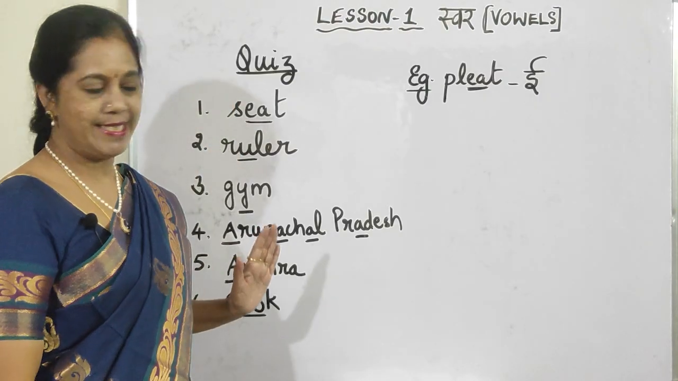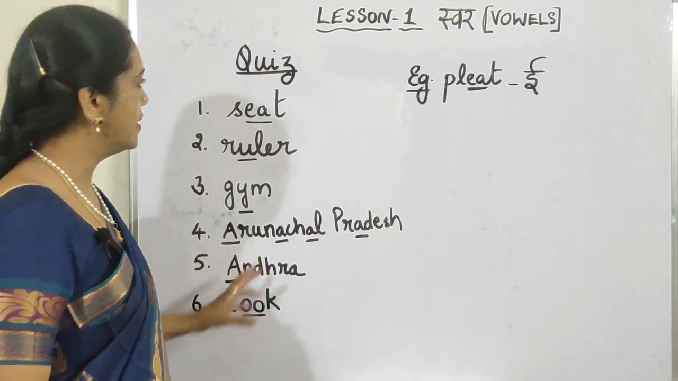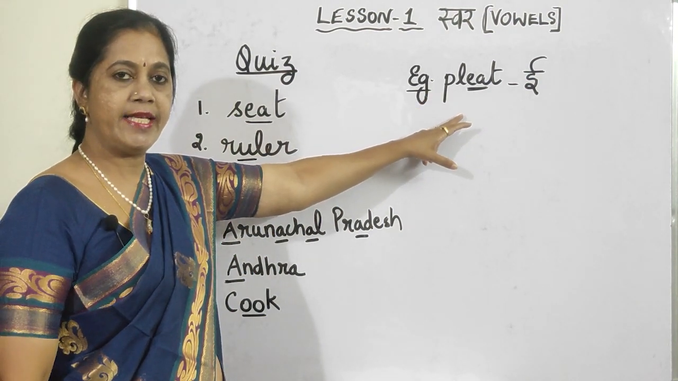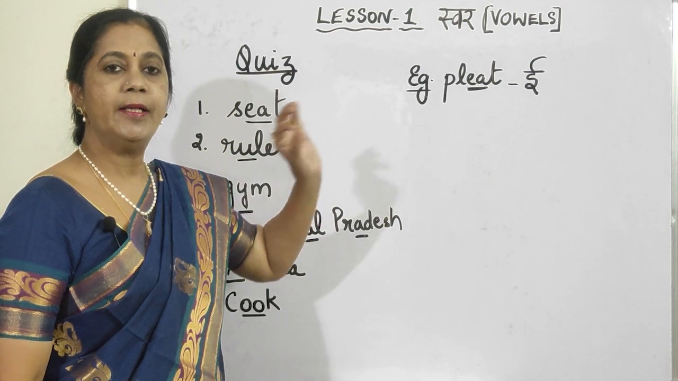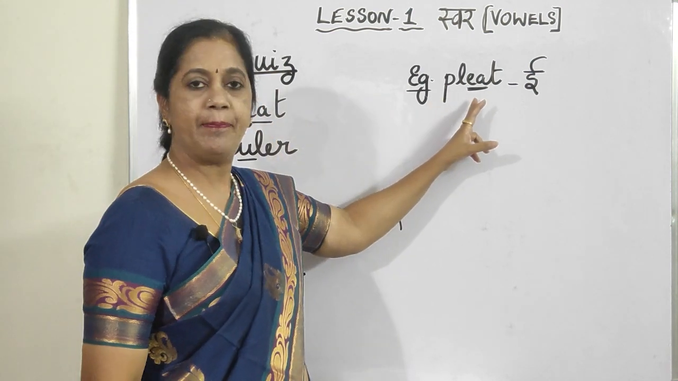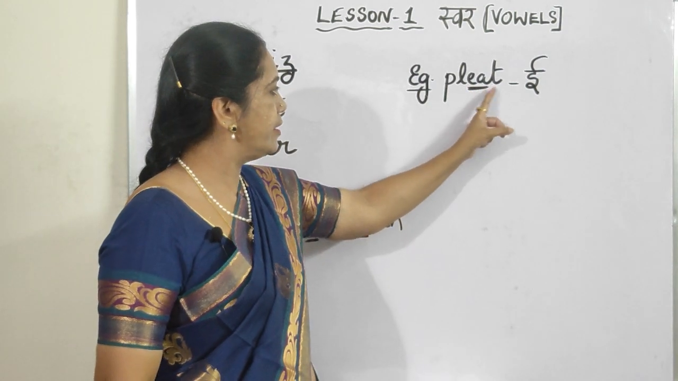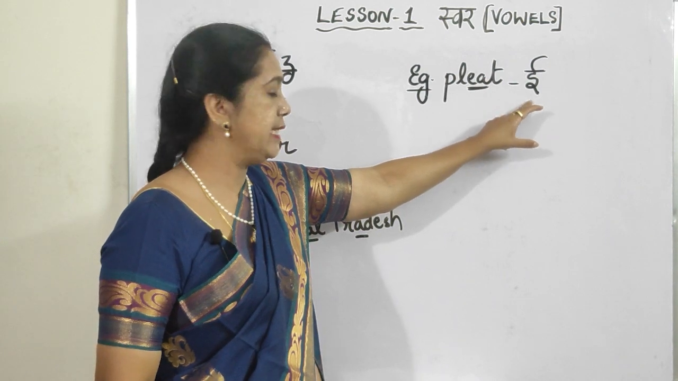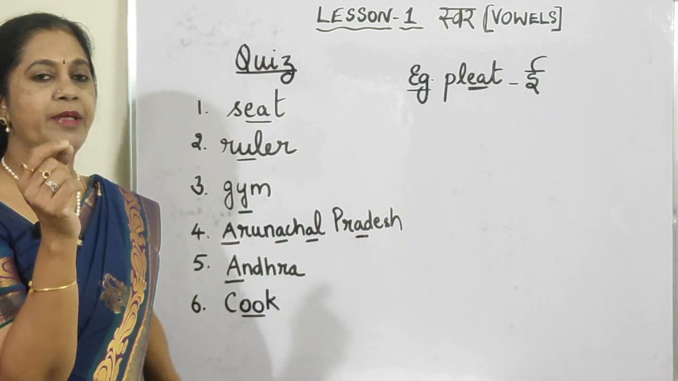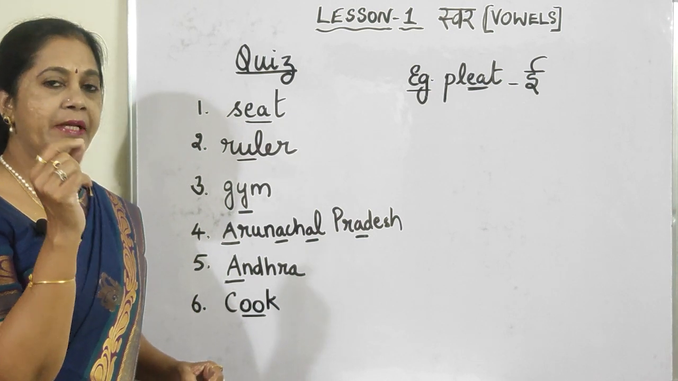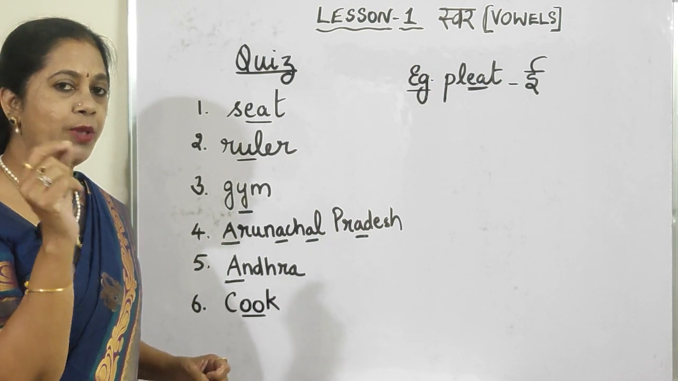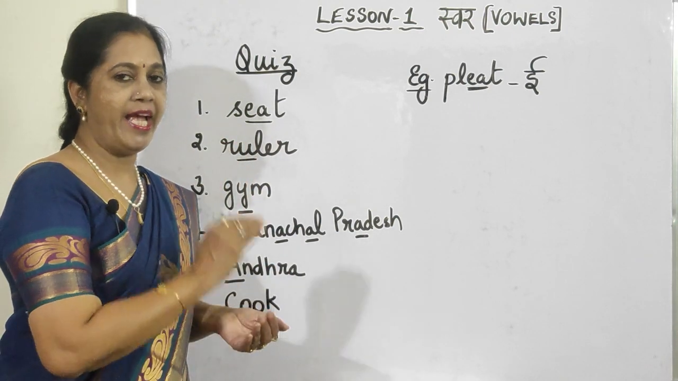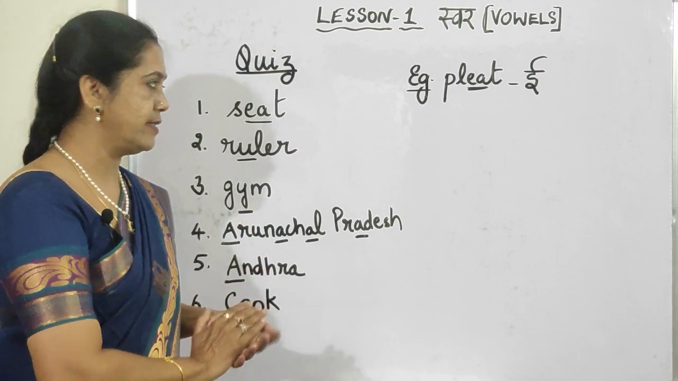Now I've given a quiz. I've given 6 words and I've given you an example here. This word, you should pronounce it as pleat. Okay, pleat. When I'm going to say pleat, the underlined word refers to E. Okay, pleat, E. So you should also be very good in pronouncing English words. So you are learning both languages. You are learning how to pronounce English, at the same time how to pronounce Hindi letters.